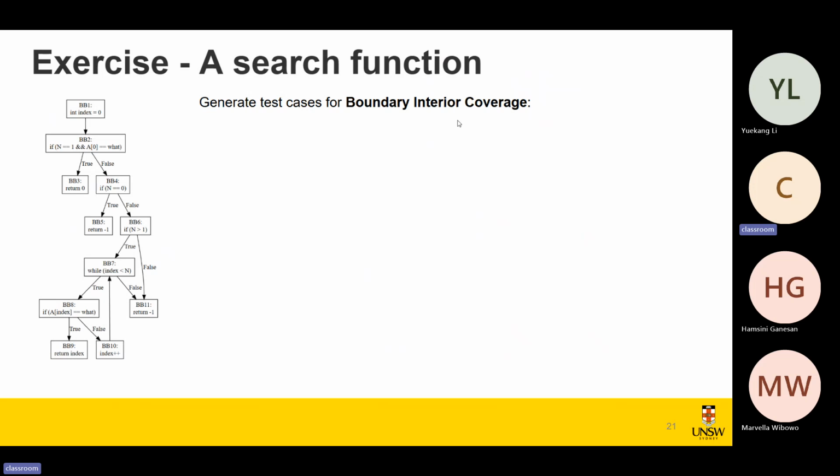Okay, you look quite confused. So boundary interior coverage, as indicated by the name, is about the interior. We care about what's happening inside loops. And what could we have inside loops? We could have subpaths inside loops. So for boundary interior coverage, we need to ensure that each subpath inside a loop is executed at least once. So we care about the interior here.